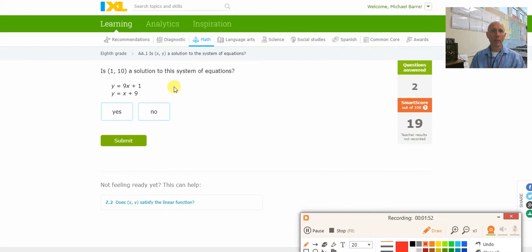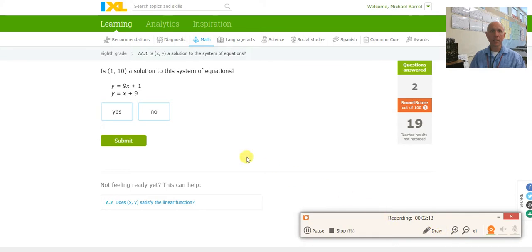Okay, let's try it again. So y is 10. 10 equals 9 times x, but what is x? X is 1, plus 1. Does that work? Yes, because 10 equals 10. Let's try the second equation. 10 equals x, which is 1, plus 9. Yep, it worked in both the equations. So is it a solution? Yes, it is a solution.